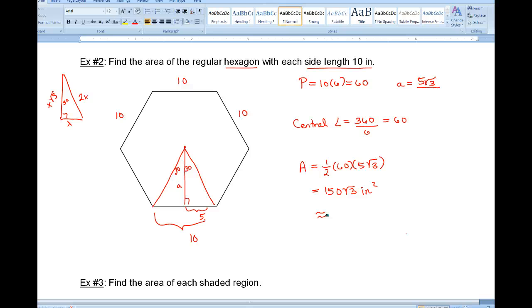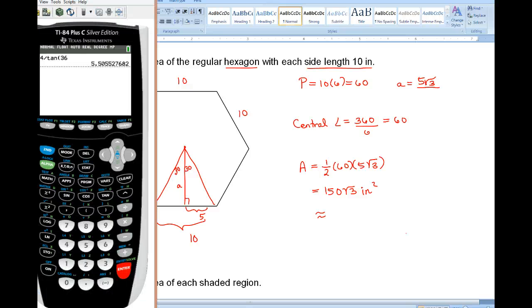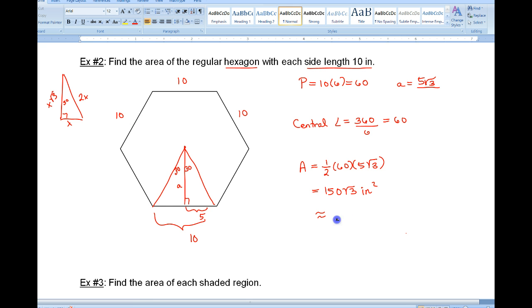Did you leave a 0 off or something? I got 21.2. What'd you get? Okay, something weird is going on here. 150 square root 3. 259.8. There we go. Okay, good?